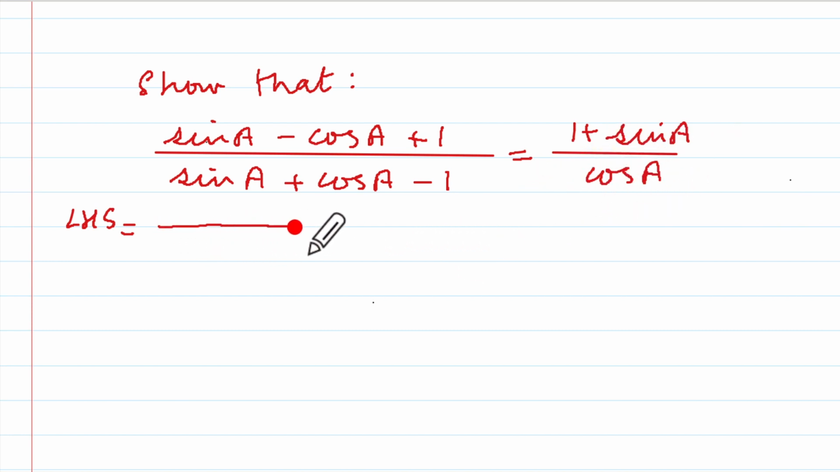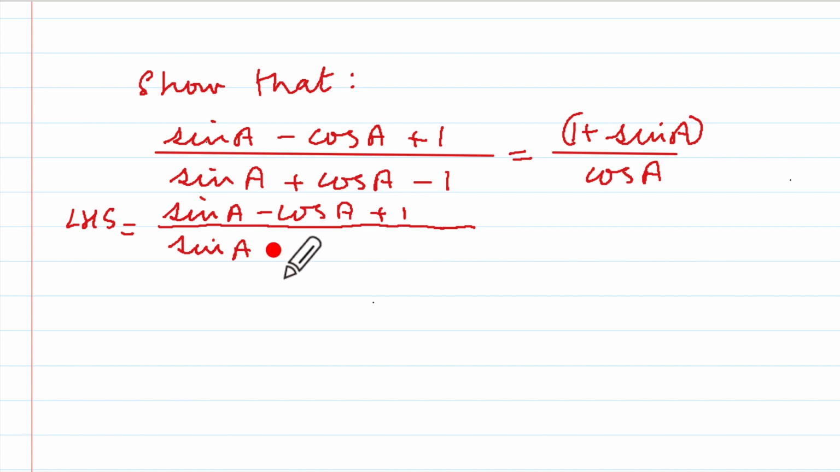Now the trick for this is, look at your right hand side. In the numerator we have 1 plus sine a. Do we have 1 plus sine a? No. So we will write the LHS as it is, and rationalize it with (1 plus sine a) upon (1 plus sine a).